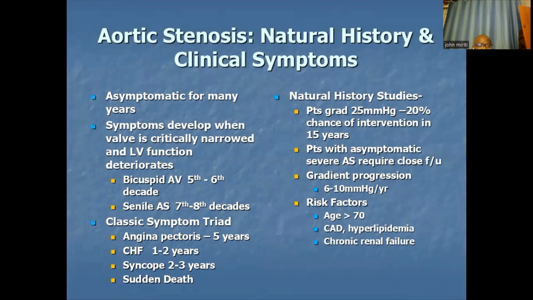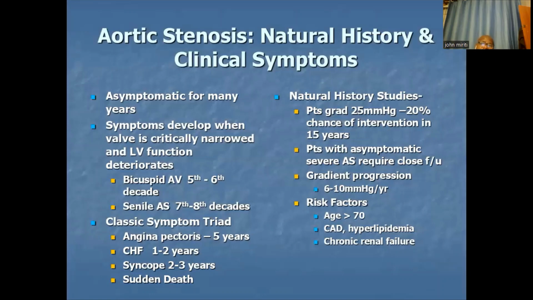So the classic symptom triad is angina pectoris at 5 years, congestive heart failure at 1 to 2 years, and syncope at 2 to 3 years. This can result in sudden death. In the classical symptoms of aortic stenosis, a patient develops angina pectoris, then congestive heart failure, then syncope, and sudden death can happen.